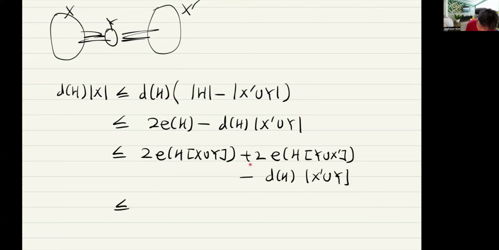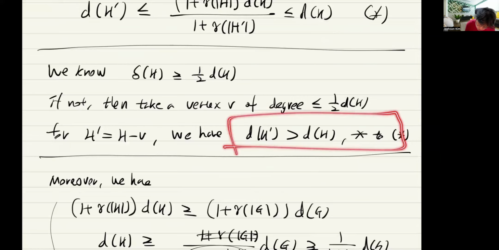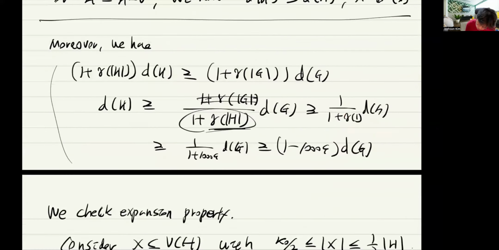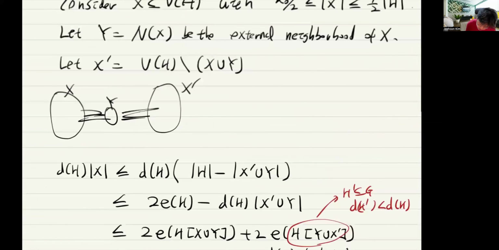But what do we know? This and this are like... so let's say this is the subgraph H prime of G. So the average degree of H prime is smaller than the average degree of H. So every subgraph's average degree is, no, sorry, this one, always smaller than or equal to the average degree of H.